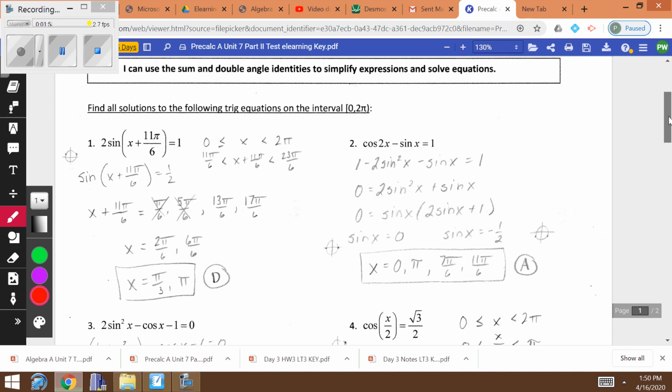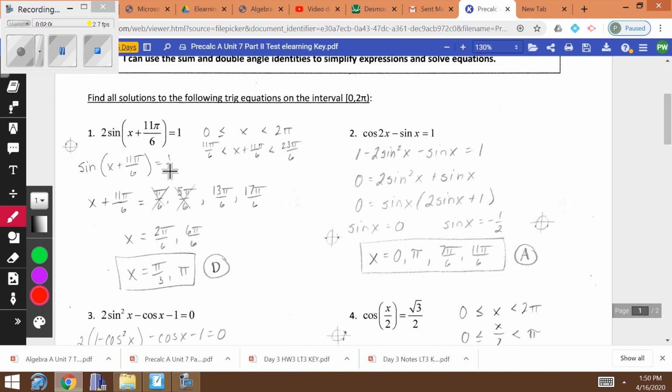So just to talk through a few of these here. Number 1 was pretty decent overall, I would say. Most people divided by 2 right away. And the big thing that I saw missing from a lot of the work that you guys submitted was really this work right here in changing your window, or not necessarily your window, but your interval on that.